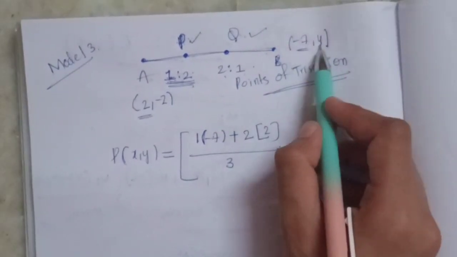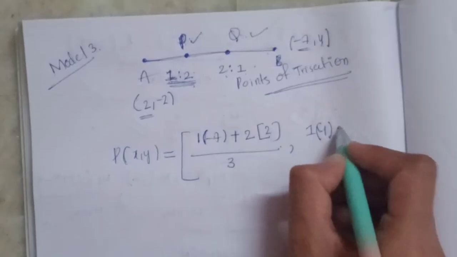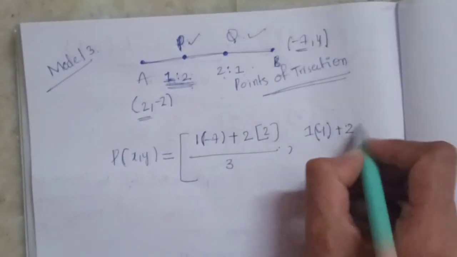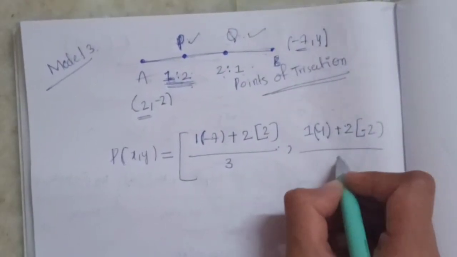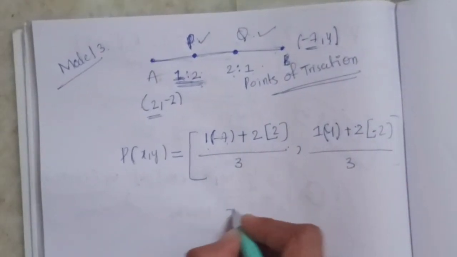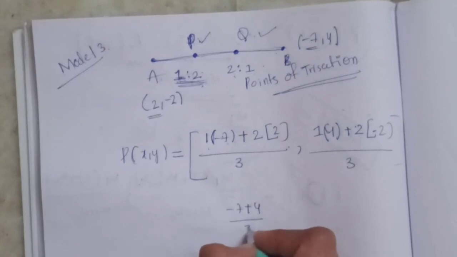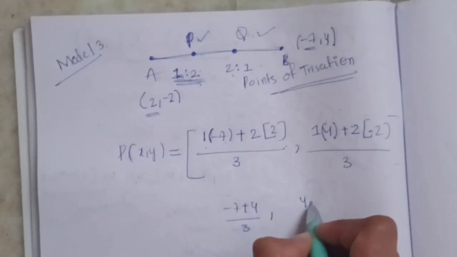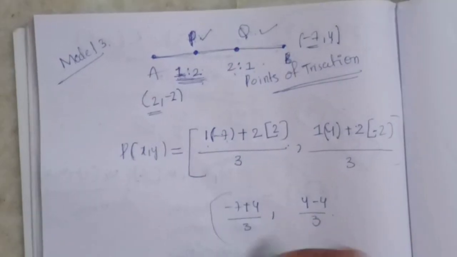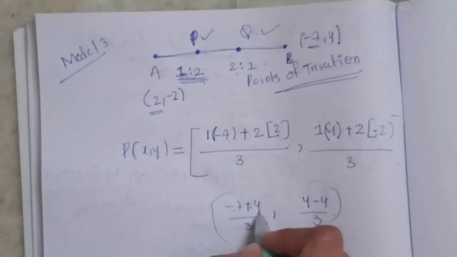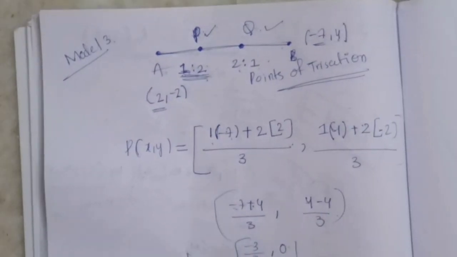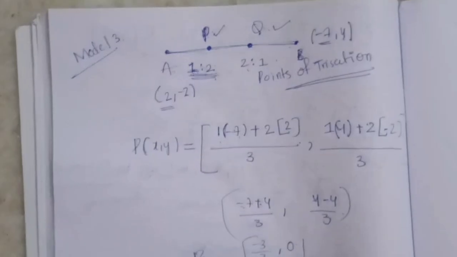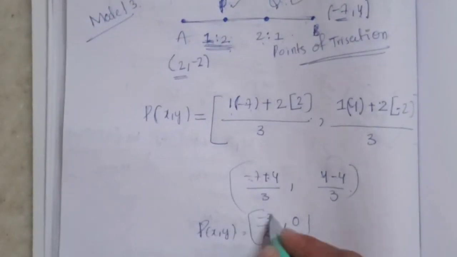M1 y2, what is y2? 4. M1 y2 plus M2 y1, M2 is 2 and y1 is minus 2, by M1 plus M2 is 3. Now that's all. Minus 7 plus 4 by 3, comma 4 minus 4 by 3. Okay, so minus 7 plus 4 is minus 3 by 3, comma 4 minus 4 is 0. So the point P of x and y coordinates is equal to minus 1 comma 0.